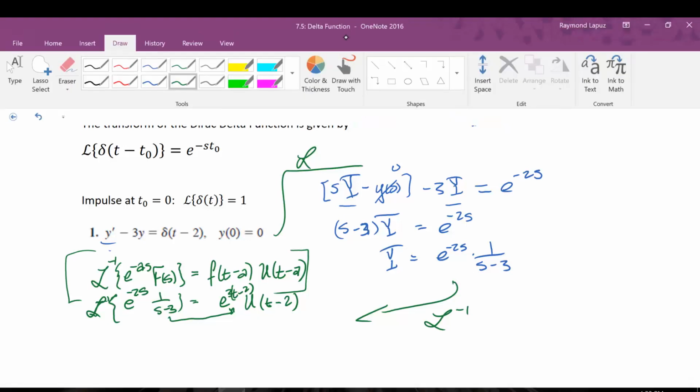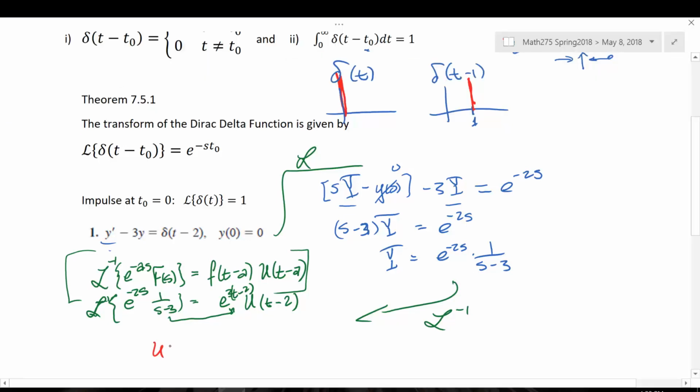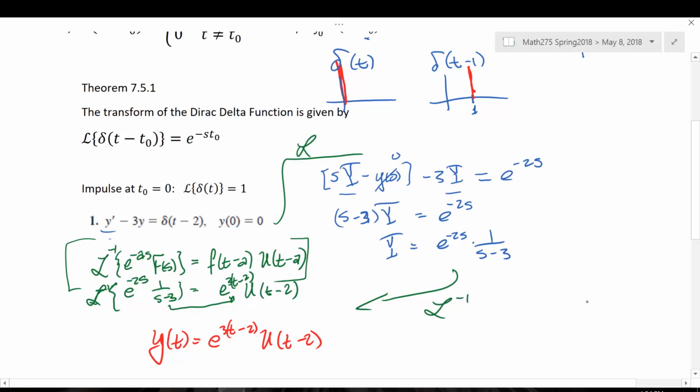All right. So then our final solution, y of t, is just that. There are no other extra terms. So y of t is e to the 3 times (t minus 2), times u of t minus 2. U represents the unit step function.